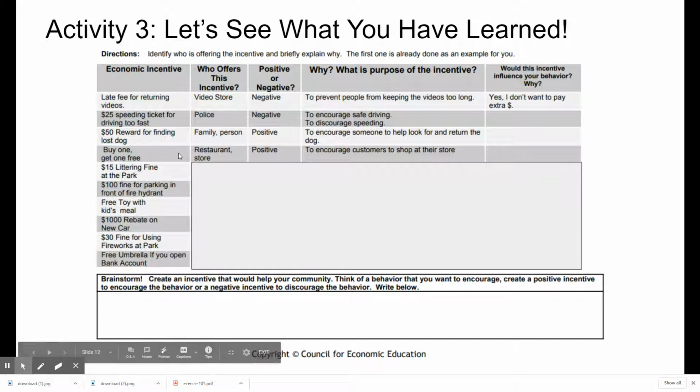If you said a restaurant or a store, you're correct. This is a positive incentive because most people like getting something for free. And the reason they offer a buy one, get one free deal is to encourage customers to shop at their store. Would this influence your behavior?